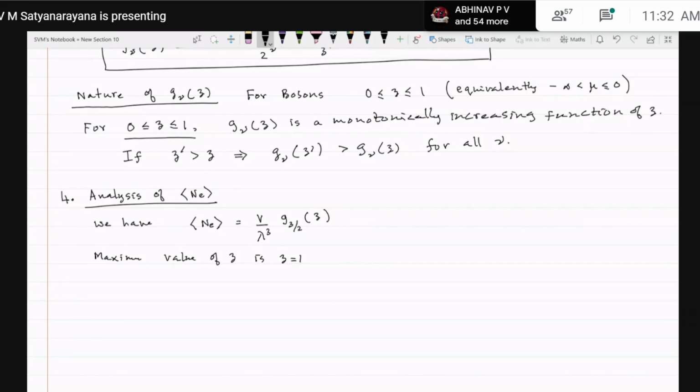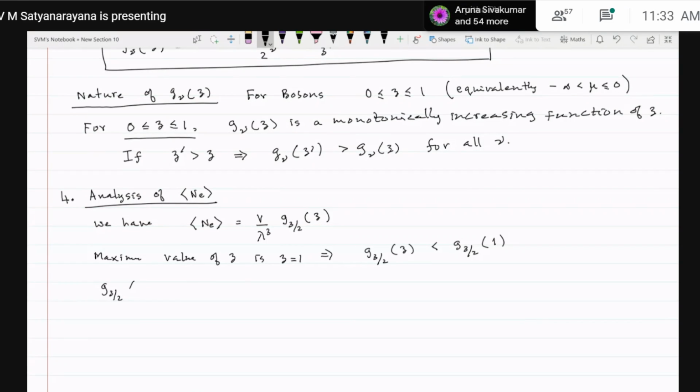That means we can say that G 3 by 2 of Z is less than G 3 by 2 of 1. Why? Because this is a monotonically increasing function, and the maximum value of Z is 1. So G 3 by 2 of Z is less than G 3 by 2 of 1. Correct? This much is clear. So what is G 3 by 2 of 1?